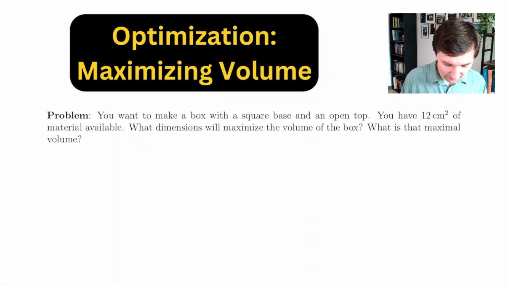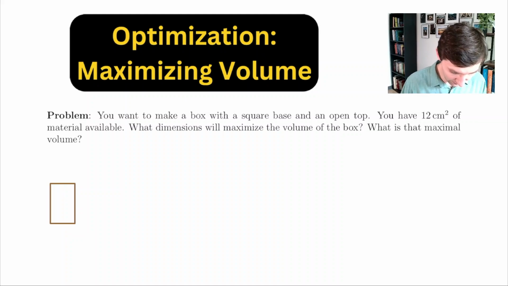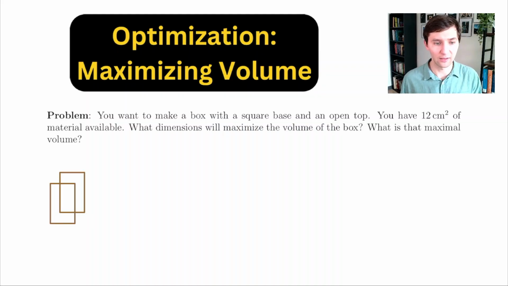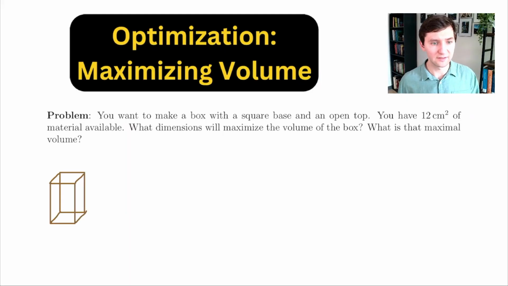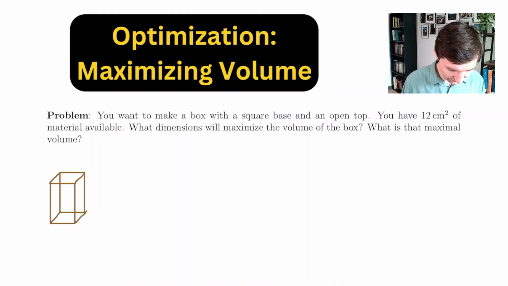Let's visualize this by drawing a picture. To draw a box, the easiest way to do it is to first draw a rectangle, then draw another rectangle and place it slightly to the right and up of the original rectangle, and then connect the corners. Remember, this box doesn't have a top.